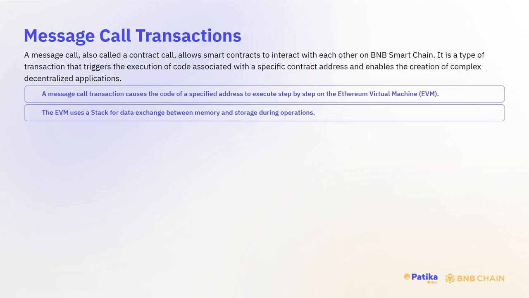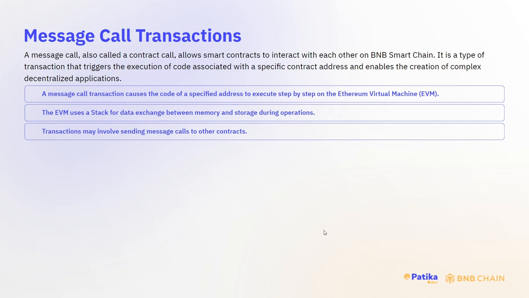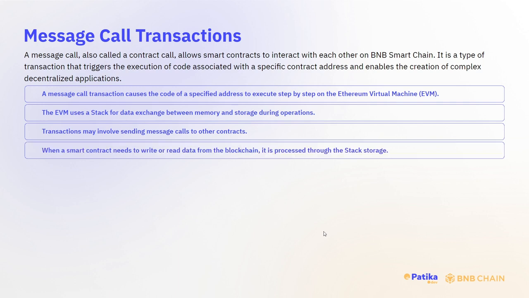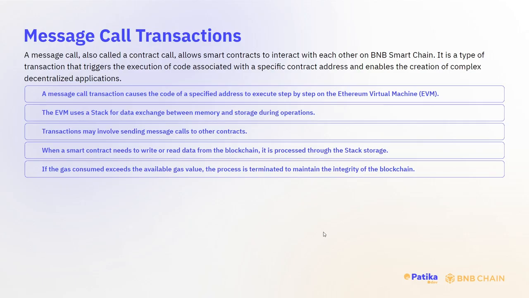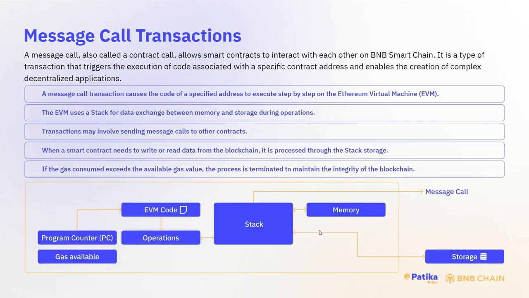I will have a diagram in a minute and you'll understand it visually as well. Transactions may involve sending message calls to other contracts. When a smart contract needs to write or read data from the blockchain, it is processed through this stack storage. If the gas consumed exceeds the available gas value, the process is terminated to maintain the integrity of the blockchain. So here we have the diagram, all of those explanations.